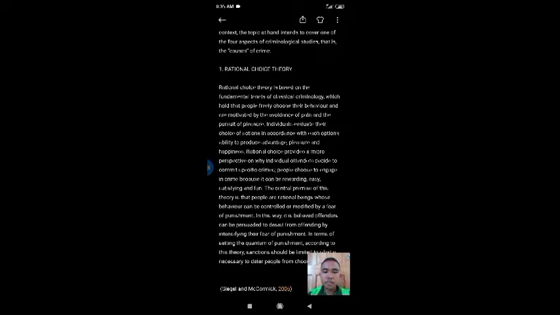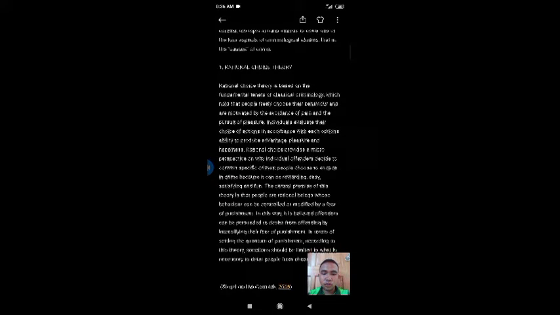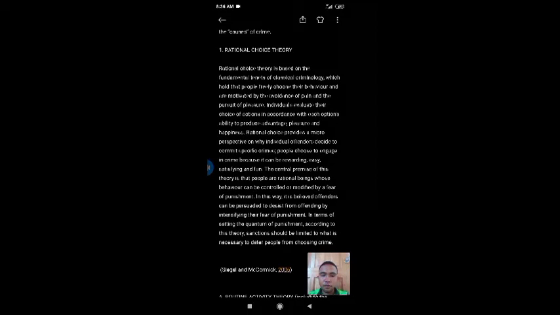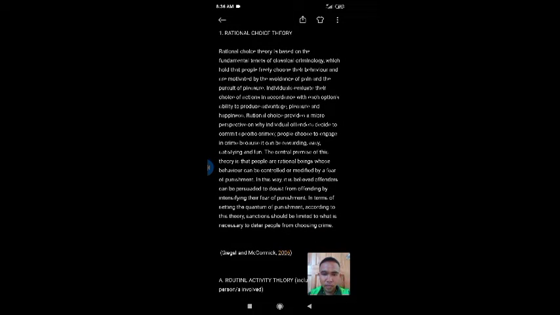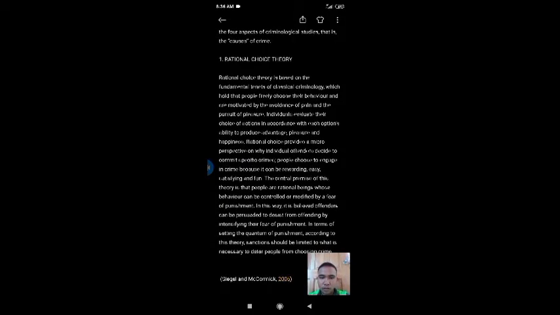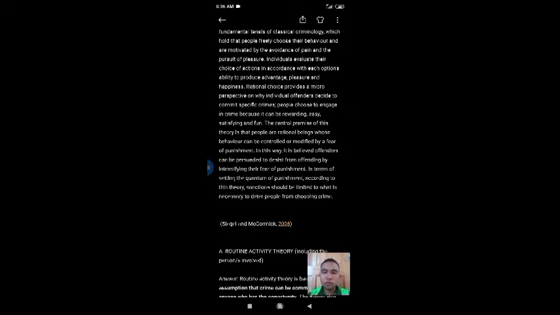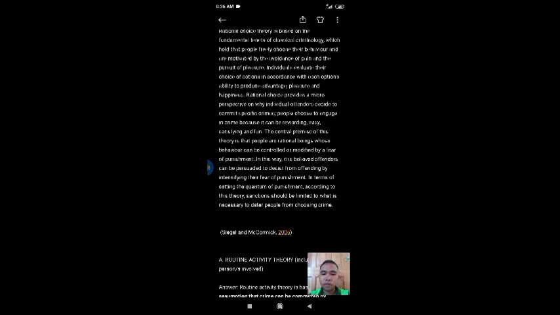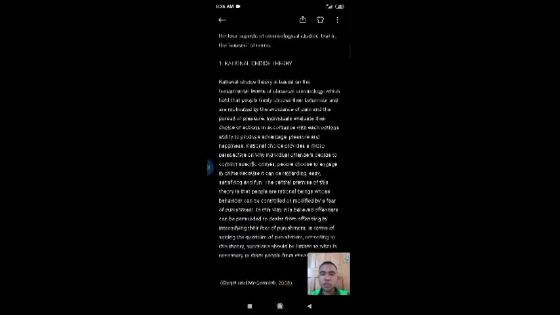The central premise of this theory is that people are rational beings whose behavior can be controlled or modified by a fear of punishment. In this way, it is believed offenders can be persuaded to desist from offending by intensifying their fear of punishment. In terms of setting the quantum of punishment according to this theory, sanctions should be limited to what is necessary to deter people from choosing crime. So, the persons involved in this theory are Siegel and McCormick, 2016. The rational choice theory.